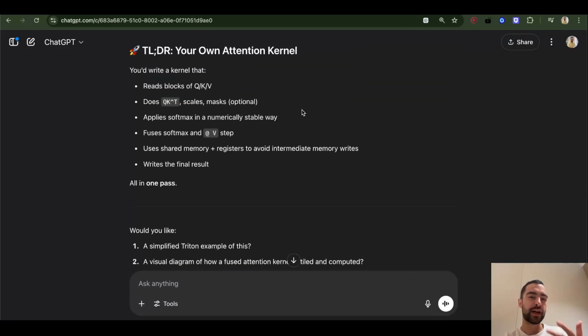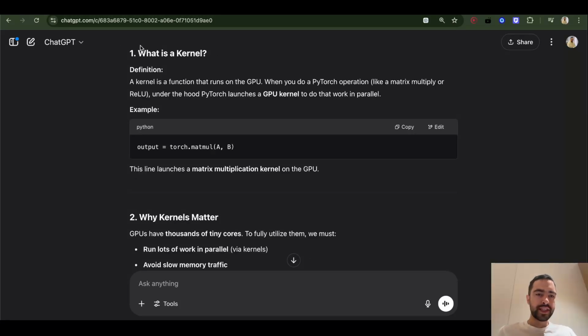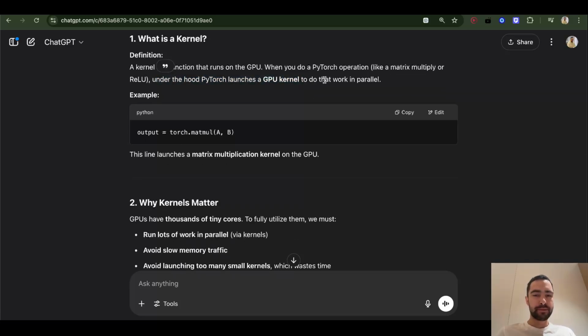Watch this to learn how to make your AI projects, LLM projects, or any other computation projects in Python compute a lot faster. What is a kernel? A kernel is a function that runs on the GPU. When you do a PyTorch operation like matrix multiply or ReLU, under the hood, PyTorch launches a GPU kernel to do that work in parallel.